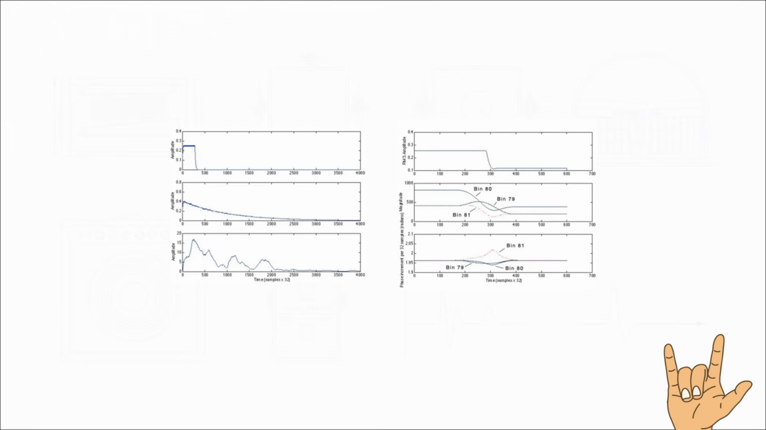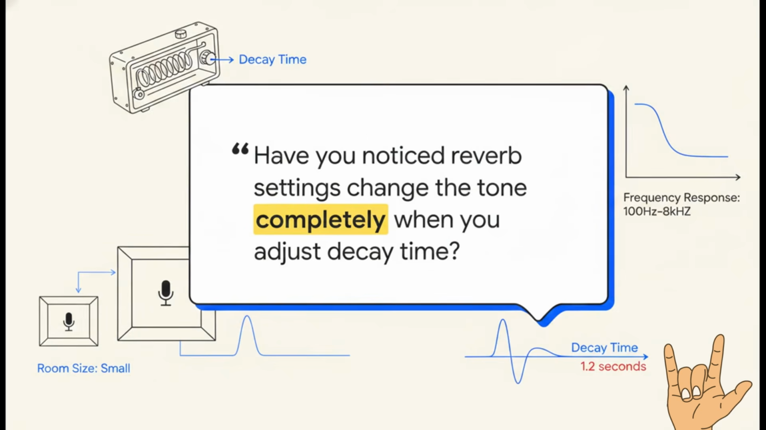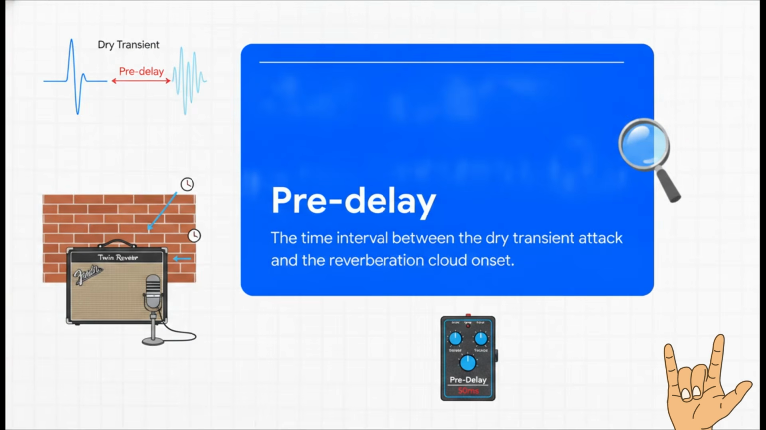When your virtual space is improperly configured, these reflections create severe comb filtering. They literally collide and cause destructive phase masking, actively canceling out the fundamental frequencies of your guitar and completely, destructively altering its timbre. Tell me in the comments, have you noticed your reverb settings change the tone completely when you adjust decay time? To protect that tone and prevent those destructive collisions, we rely heavily on a critical parameter.